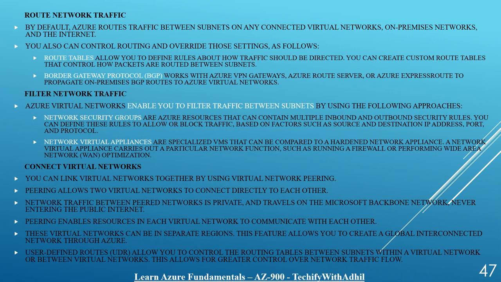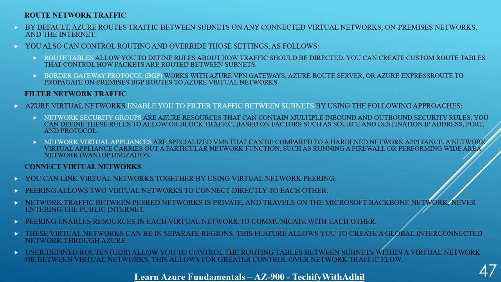The second one is Border Gateway Protocol. This is a protocol used for data traffic also. It works with Azure VPN Gateways, Azure Route Server, or Azure ExpressRoute to propagate on-premises BGP routes to Azure virtual networks. So these are the two ways we can override the default settings in Azure that control the routing of network traffic.